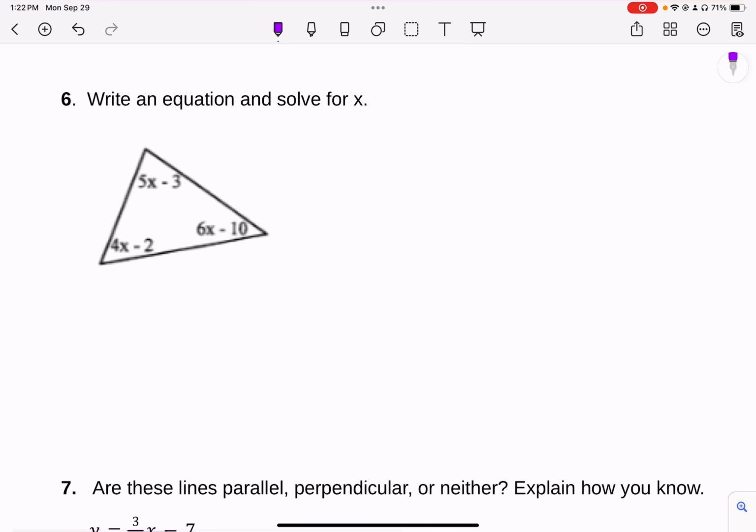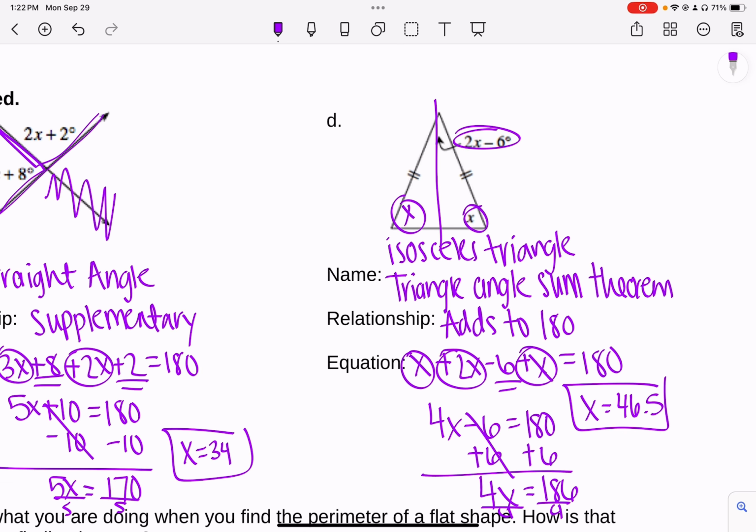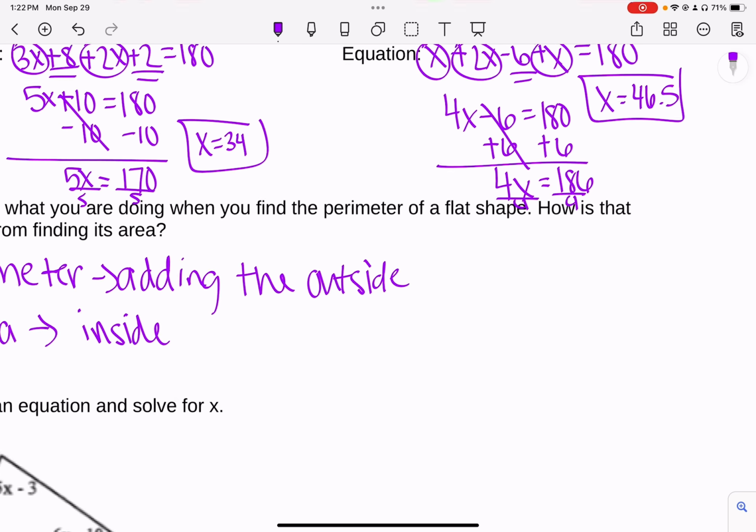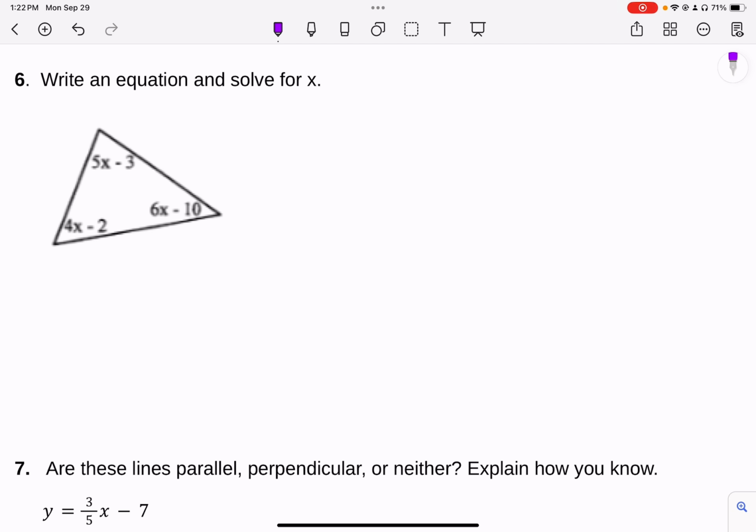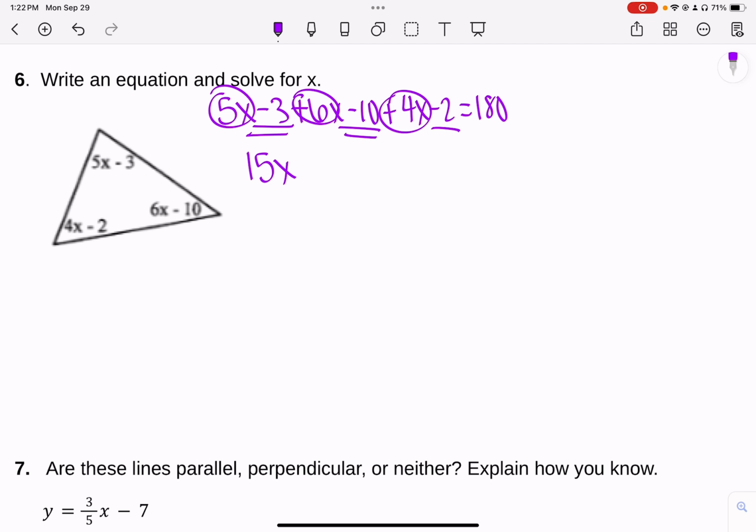Now, number 6, it says write an equation to solve for x. So that's kind of like part D right here, but it's a little more going on in the picture. So all those pieces, 5x minus 3 plus 6x minus 10 plus 4x minus 2 should all equal 180. Just be careful, make sure you recheck what you wrote, make sure you're not missing anything or changing any symbols. So then we're going to do 5x plus 6x plus 4x, so 5 plus 6 plus 4 is 15x, and then negative 3 minus 10 minus 2 more. So that's going to be negative 15, and then equals 180.